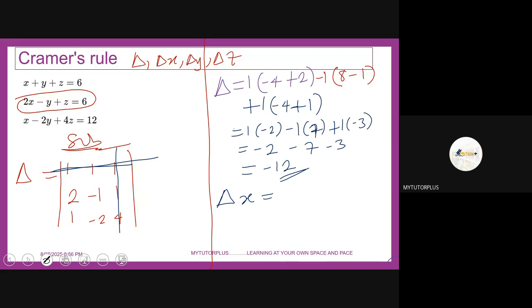Do we all agree with that, please? Only one person is talking. So I will replace the first column with the last number I'm having, and that will simply be what now? 6, 6, 12, right? Yes. And the remaining one will remain the same. And that shows that I'm going to have the remaining one to now be what? 1, 1, minus 1, 1, minus 2, 4. Then I will now determine the determinant of X.